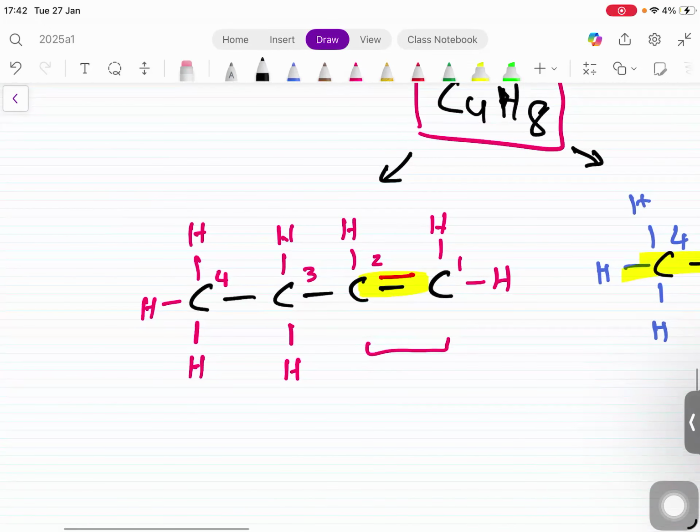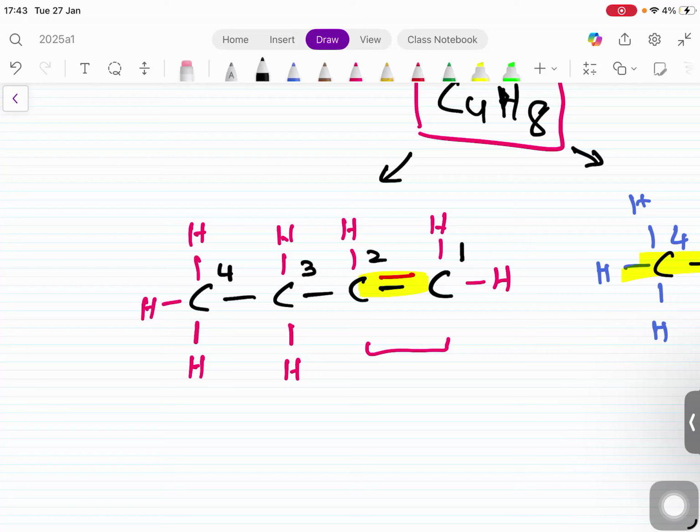How do we name it? Now listen, everyone. We just have to number the carbons, starting from the end where you see the double bond. If somebody asks me to name this alkene, is the double bond on the right side or the left side of the chain? Right hand side. I'll start numbering from that side where the double bond is.